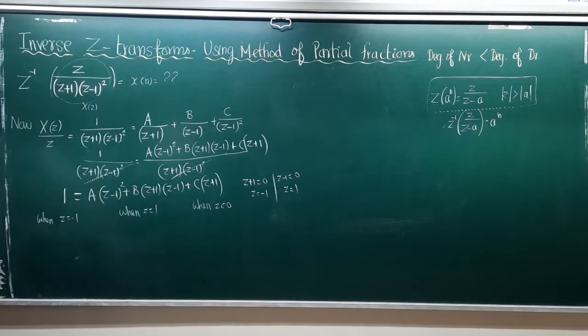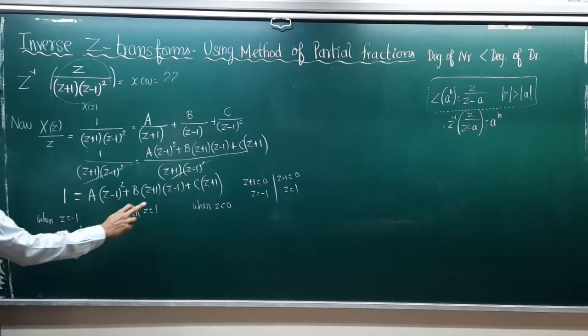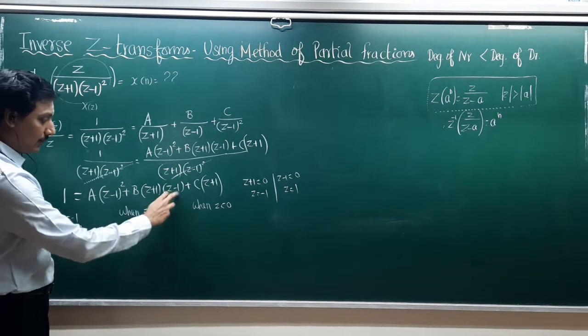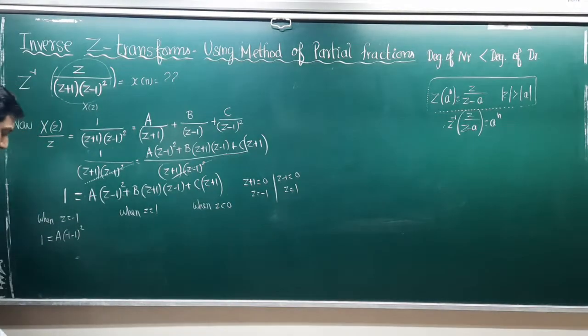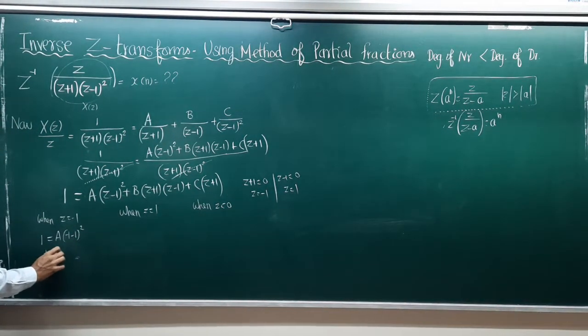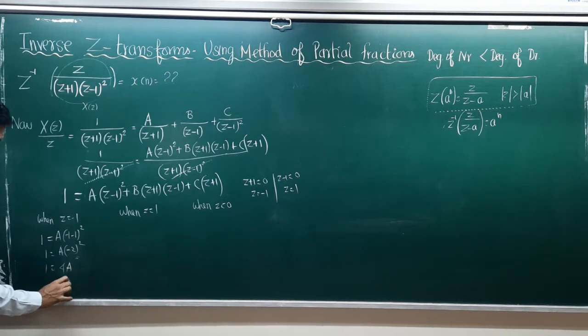If you substitute z equal to minus 1 in the left hand side, no change. So A into (minus 1 minus 1) whole squared. What about minus 1 plus 1? 0. So this term is completely 0, and obviously the other two terms become 0. So what about minus 1 minus 1, minus 2? So minus 2 whole squared, that is 4. So 1 equals 4A, otherwise A equals 1 by 4.